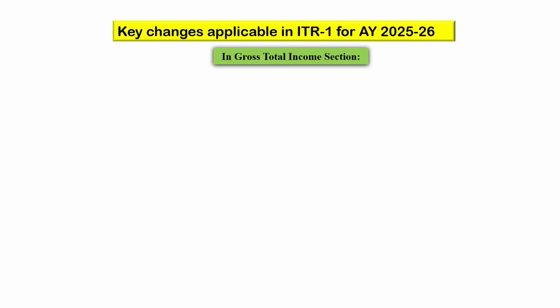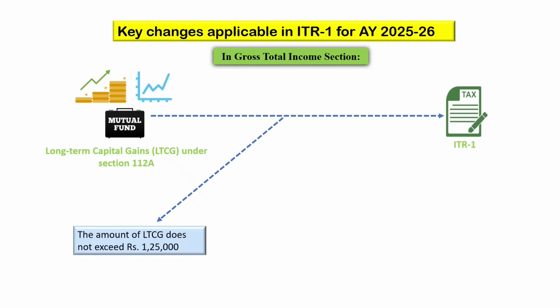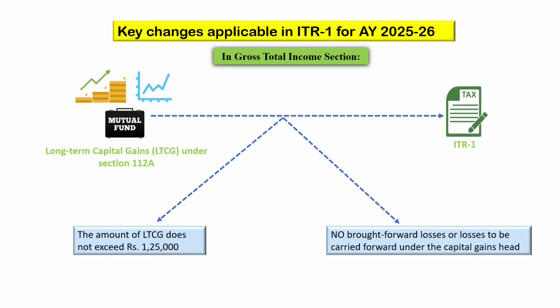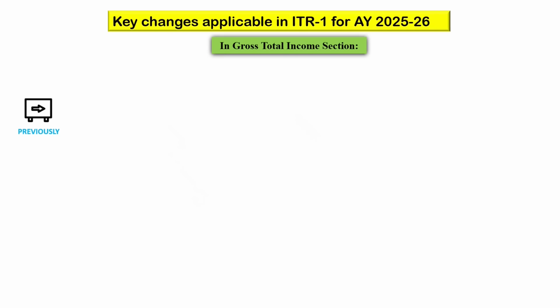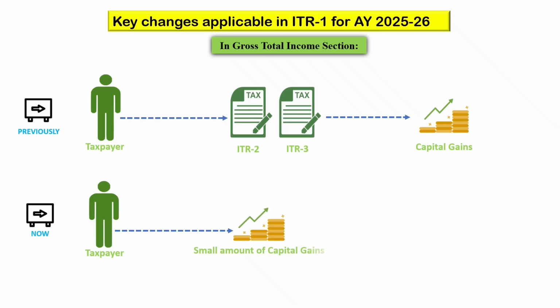In the gross total income section, long-term capital gains under Section 112A, that is gains from listed equity shares and equity-oriented mutual funds, can be reported in ITR1 provided the amount of long-term capital gain does not exceed Rs 1,25,000 and there are no brought forward losses or losses to be carried forward under the capital gains head. Previously, taxpayers were required to file either ITR2 or ITR3 for reporting any capital gains. This change allows taxpayers with small amount of long-term capital gains to use the simpler ITR1 form.